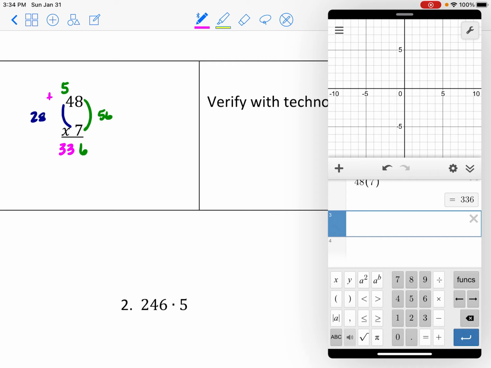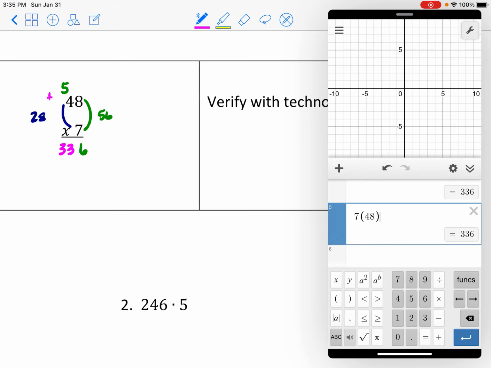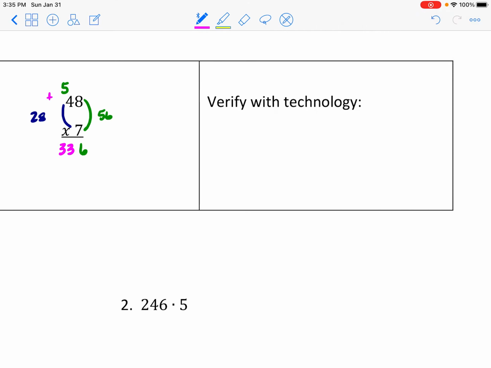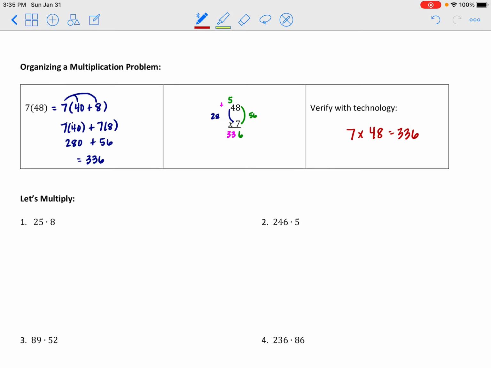Or we could put in both sets of parentheses, 48 and then another 7. Or I could put parentheses just on the 48, just so you can see the options here. And I can change the order, put in the 7 and then the 48 because it's commutative. In any way you want to put this into the calculator, it's going to confirm that the answer is 336. So 7 times 48 was 336. Okay, so let's try it out.